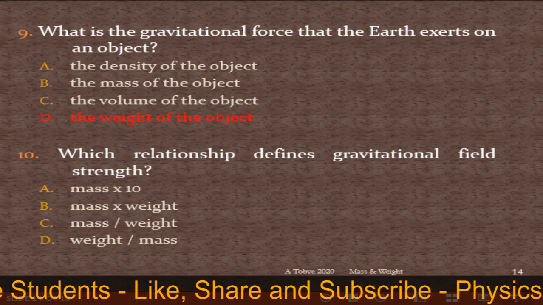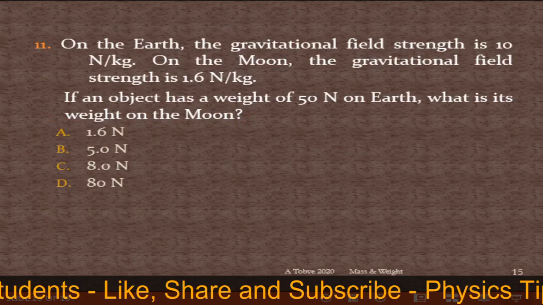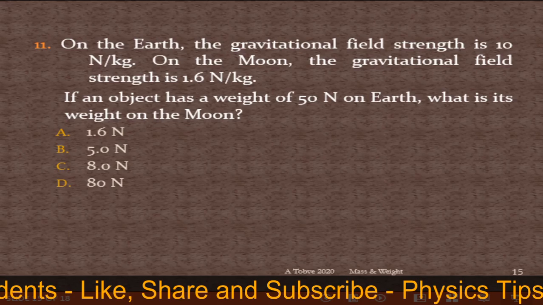Number 11, on the Earth, the gravitational field strength is 10 newtons per kg. On the Moon, the gravitational field strength is 1.6 newtons per kg. If an object has a weight of 50 newtons on Earth, what is its weight on the Moon? So first of all, we find the mass by saying 50 over 10, right? So that would be 5 kg. So that is the mass of the object.